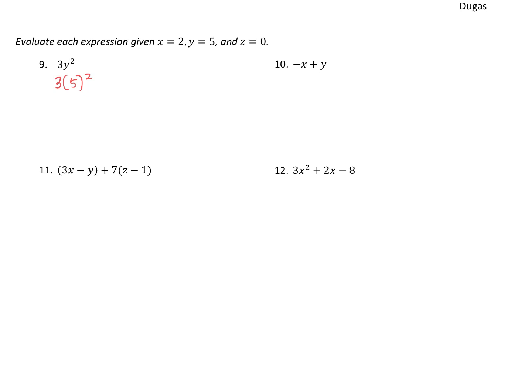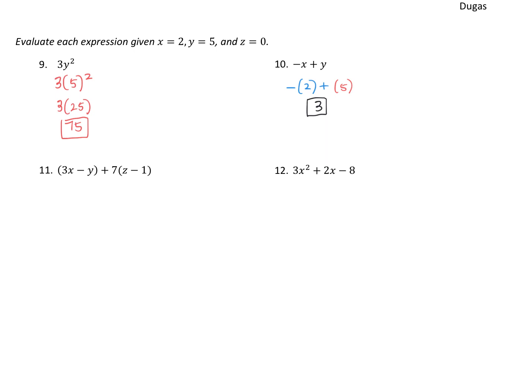So first, I have to follow order of operations. So exponents come first. So 5 squared is 25. And then I can multiply and get 75. Number 10, x is 2. So I'm going to plug in a 2. Plus y is 5. All right, so I'm going to have negative 2 plus 5, which means it's just going to be 3.